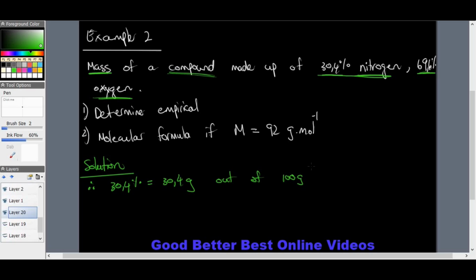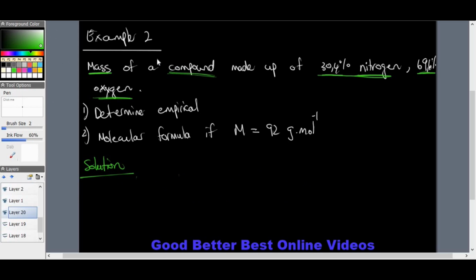Okay, so in 100 grams of a compound, there must be about 30.4 grams of nitrogen, all right, and about 69.6 grams of oxygen out of 100 grams. Okay, that's what we know and that's what we assume. Now, from that, we can determine the following.